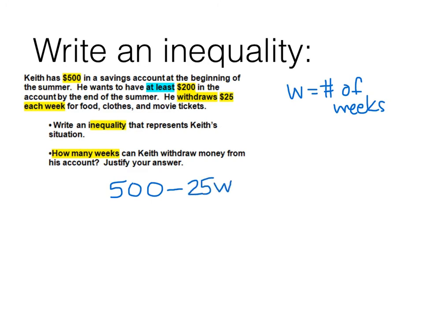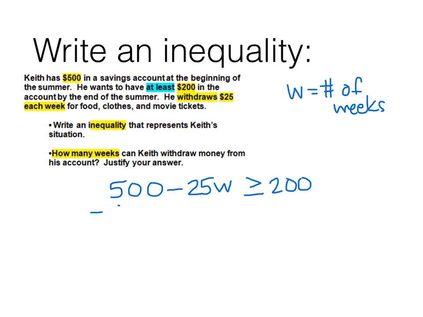Keith has $500 and he's spending $25 per week. When we see an amount of money per something, it's usually multiplication. So when I say $25 per week, we have 25W. And we want to know, he wants to have at least, he wants to have 200 or more at the end of the summer. There's our inequality with W representing number of weeks.